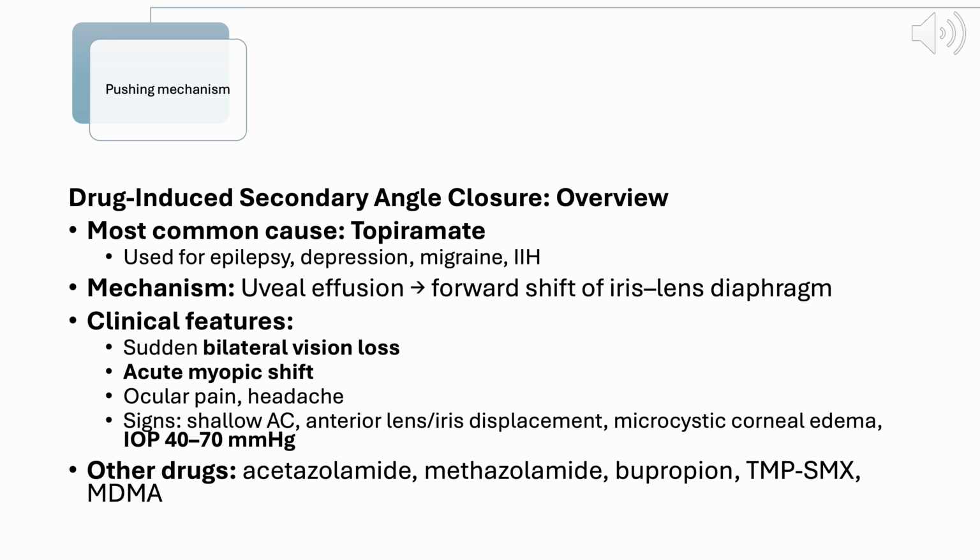Clinically, patients may present with sudden bilateral vision loss, an acute myopic shift, ocular pain, and headache. On examination, we can see a shallow anterior chamber, forward displacement of the lens iris diaphragm, microcystic corneal edema, and intraocular pressure that can range from 40 to 70 millimeters of mercury. Although topiramate is the most recognized culprit, other drugs can trigger this as well, including acetazolamide, methazolamide, bupropion, Bactrim, and even MDMA.